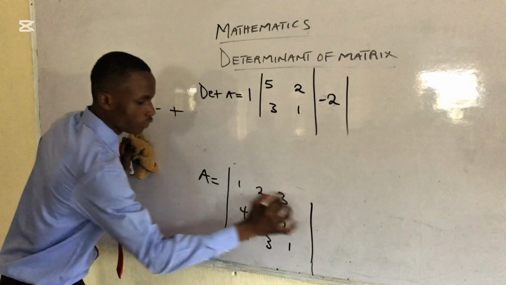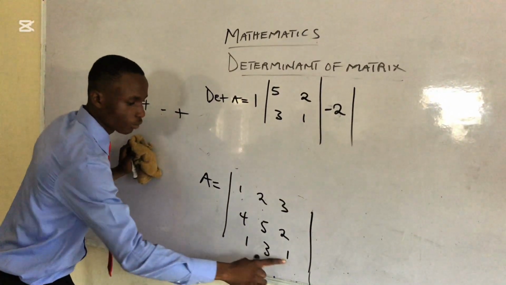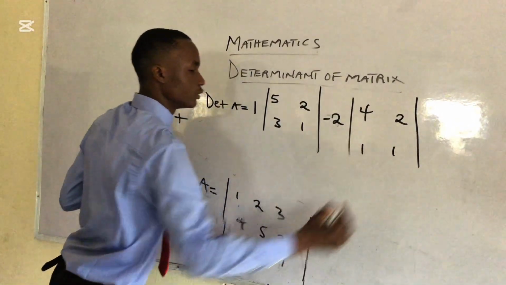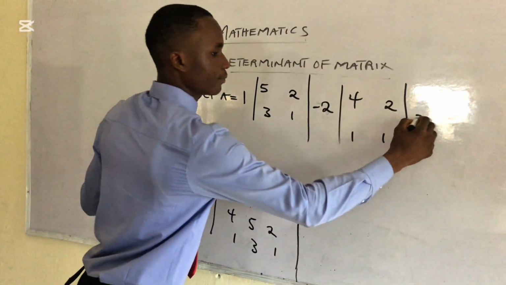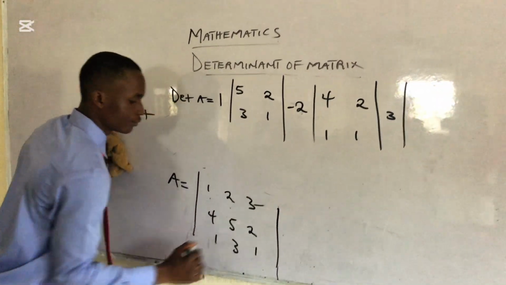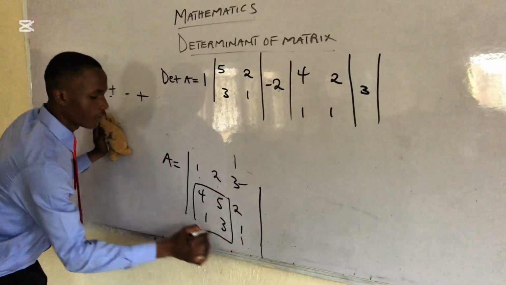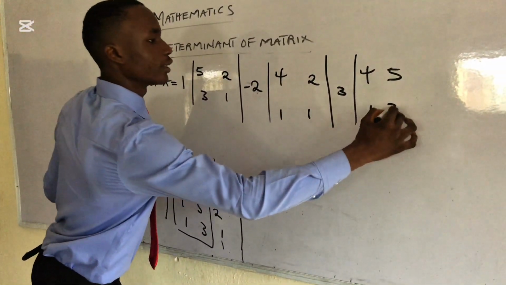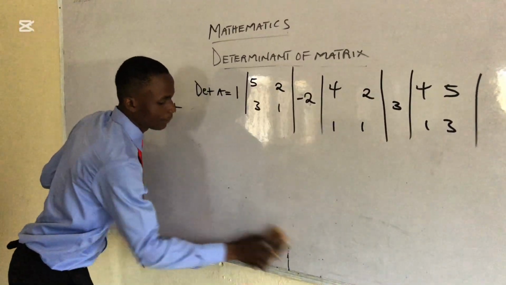So let's cancel out. We go here, cancel here. The elements that will be remaining will be 4, 2, 1, 1. Then we go back to 3. So 3 will be plus, okay? Now let's cancel the row of 3 and then cancel the column of 3. You see that this is the minor that is remaining. So we have 4, 5, 1, 3. So this way now we can go ahead to find the determinant of A.